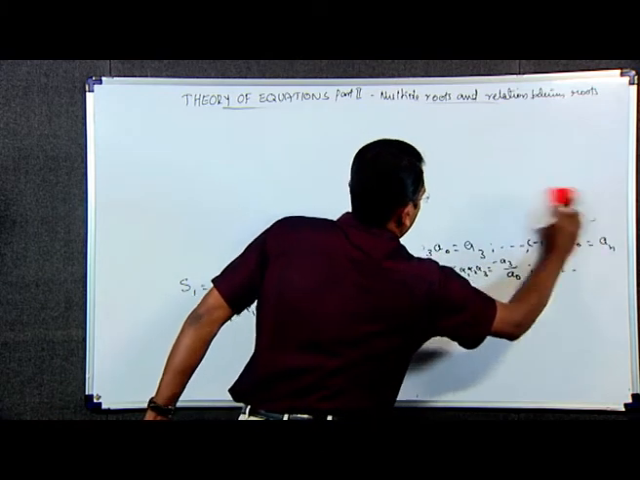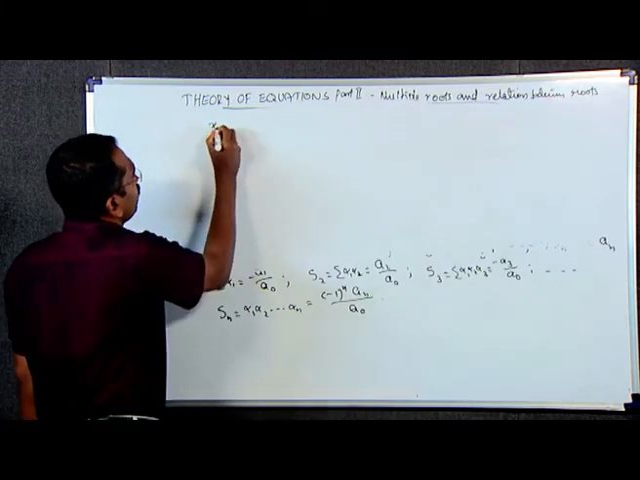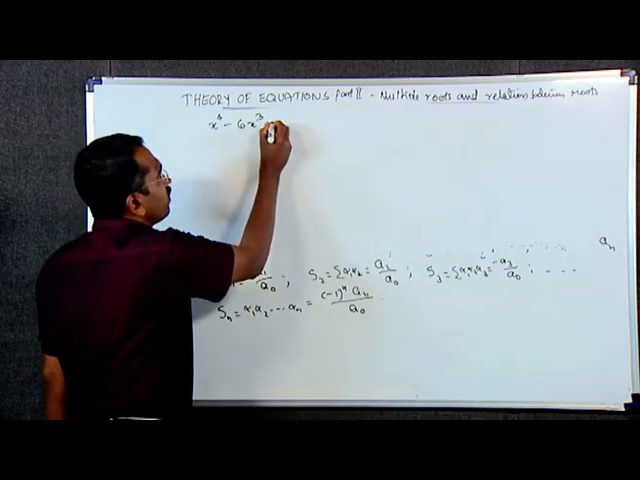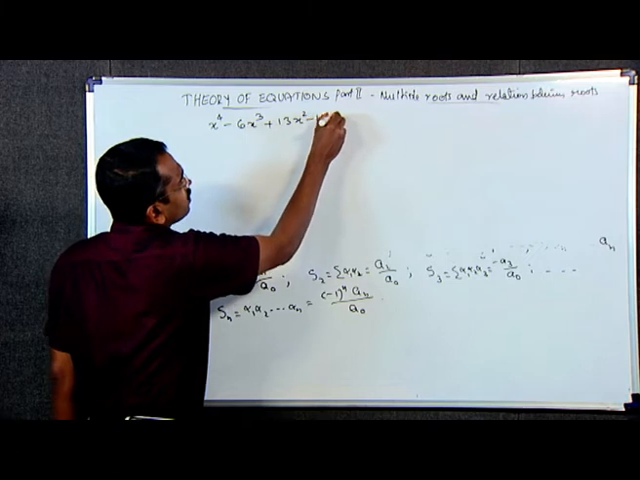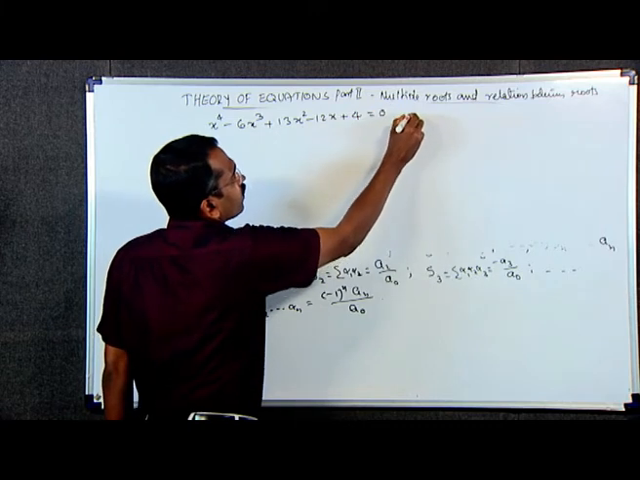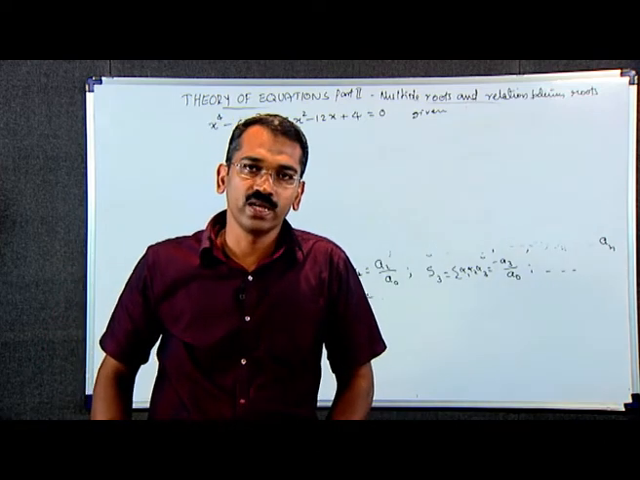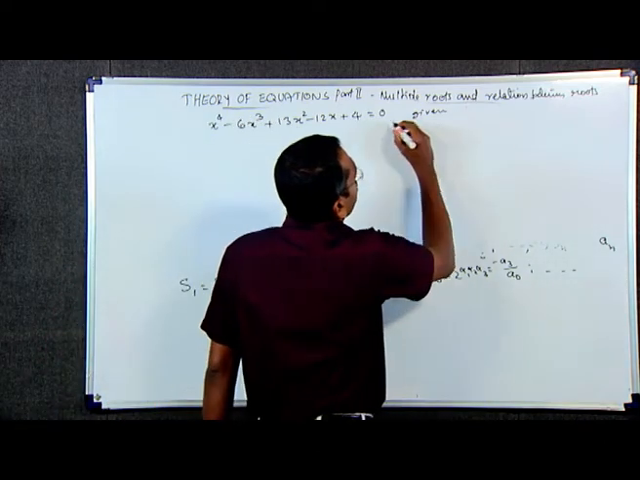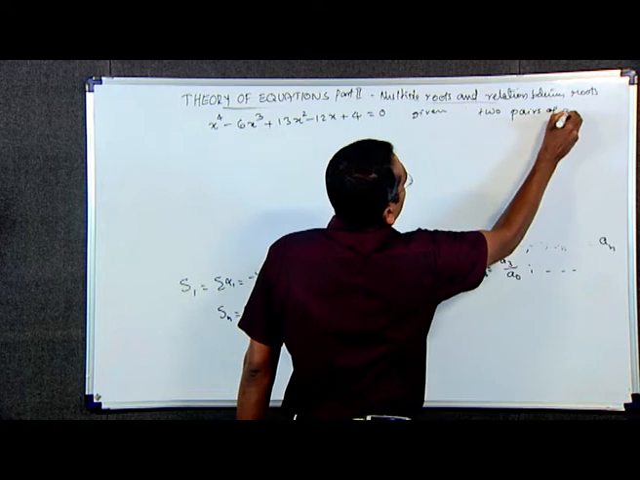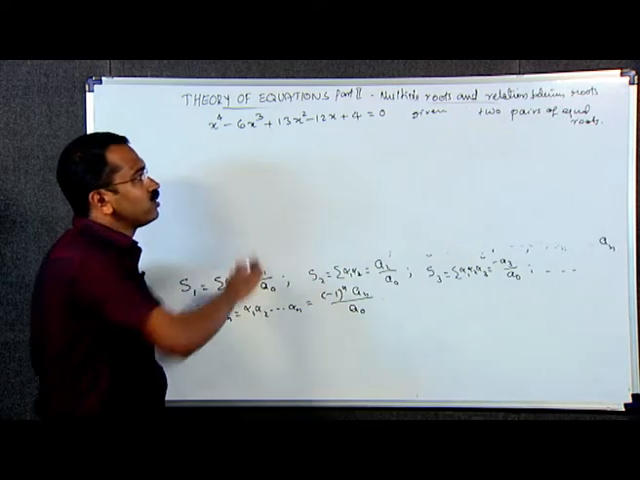Solve the equation x raised to 4 minus 6x cube plus 13x square minus 12x plus 4 is equal to 0. Given that this equation has two pairs of equal roots. The given equation has two pairs of equal roots. We want to find all the roots.